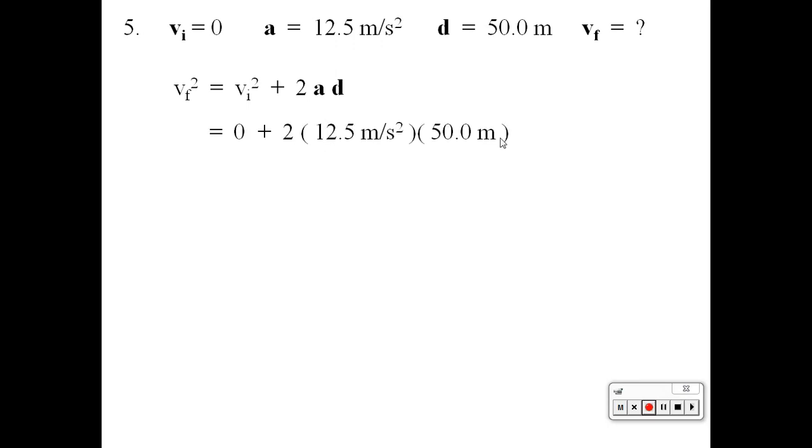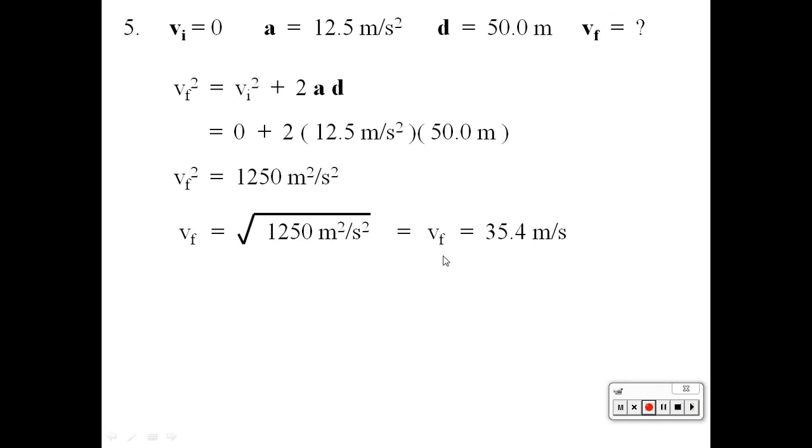So number 5 involves a motorcycle accelerating from rest. We want the final velocity. These quantities are related by this expression. Put the numbers in. 2 times 12.5 times 50 is 1,250. Meters times meters is meters squared over seconds squared, which is equal to v_f squared. To get v_f, take the square root of both sides. The square root of 1,250 is 35.4, and the square root of meters squared over seconds squared is meters per second.